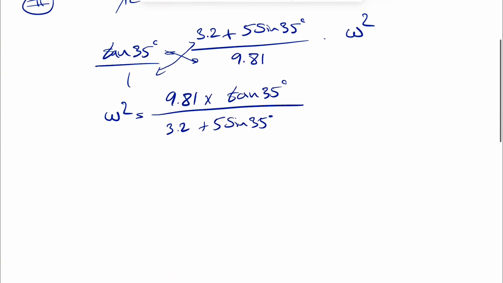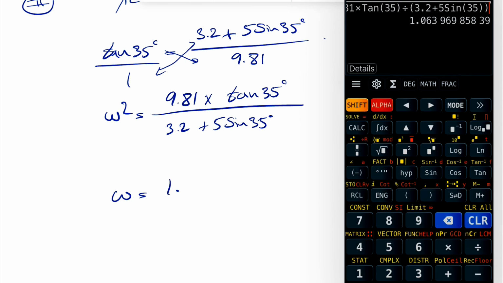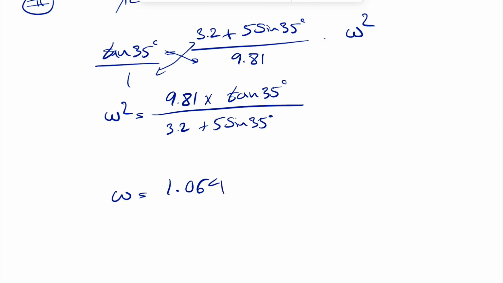We should be able to find our angular velocity. We just have to do the square root of what we found in the previous step. And let's see what we get. So the square root of 9.81 times tangent of 35 divided by 3.2 plus 5 sine of 35. So yeah, that's going to give us our angular velocity, 1.06, actually 1.064 if we want to go one more digit, and that's going to be in radian per second.